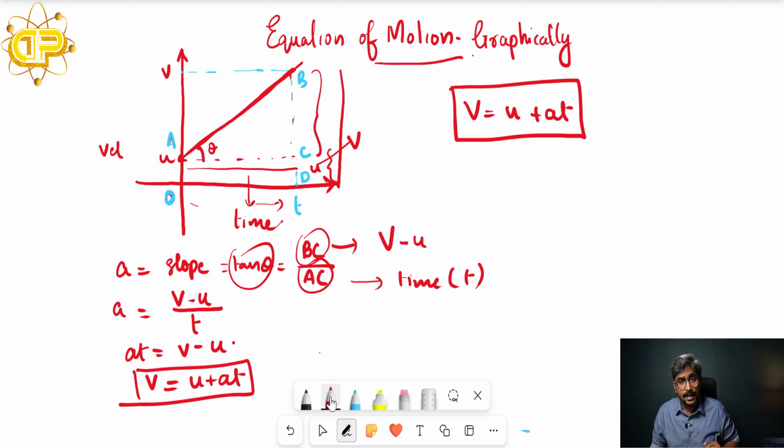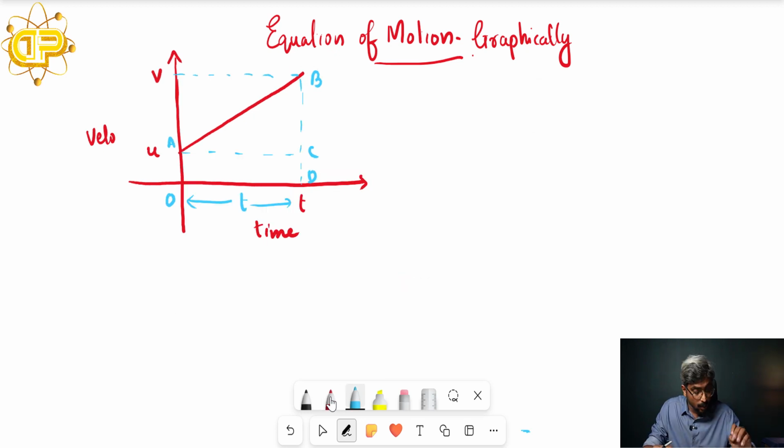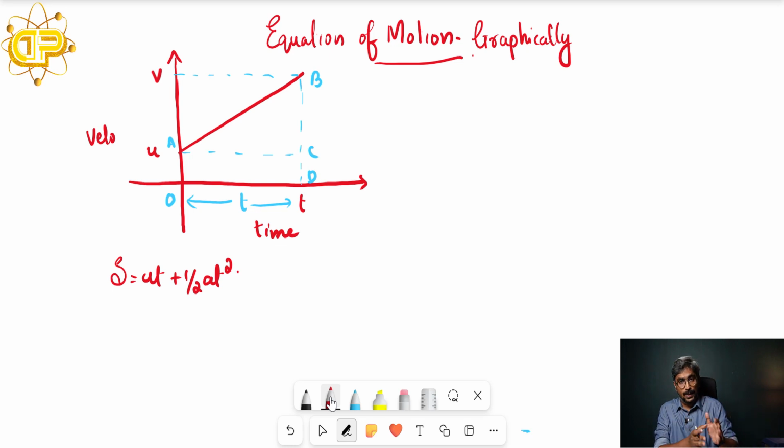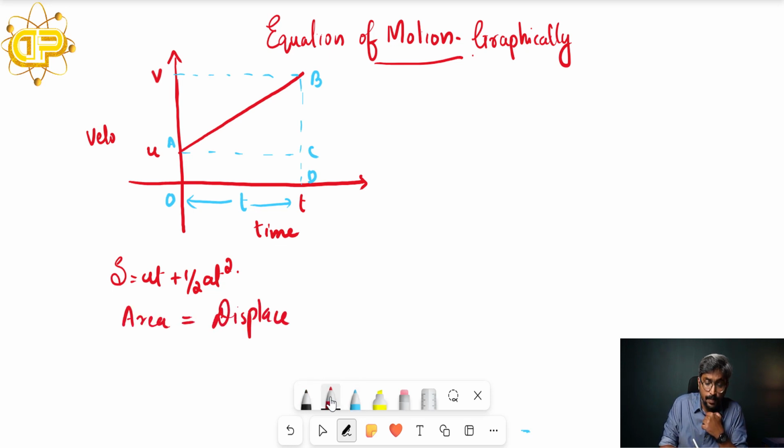So what about the second equation of motion? Let us see. In the second equation of motion, you need to find out s is equal to ut plus half at square. How can I find this using this particular graph which is in your hands? Here you already know that the area of the graph denotes the displacement made by the object.